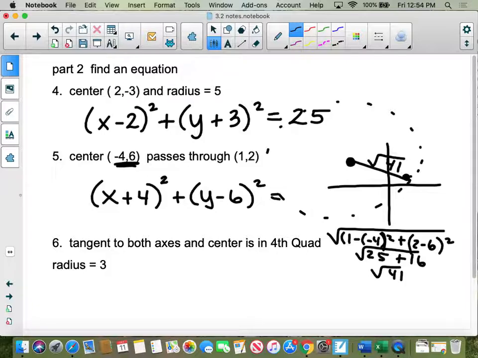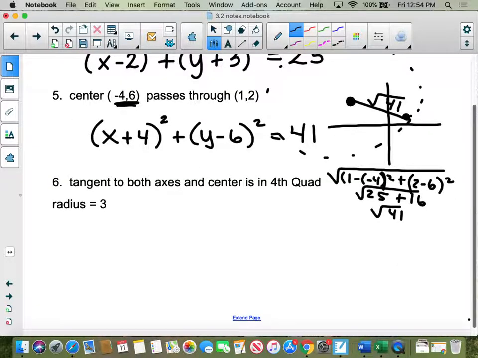So what happens when you take the square root of 41 and multiply it by the square root of 41? You're going to get 41. Final answer. So these just get a little bit harder. Here comes the next one. You're going to have one like this one on the test, so you have to know what you're doing.